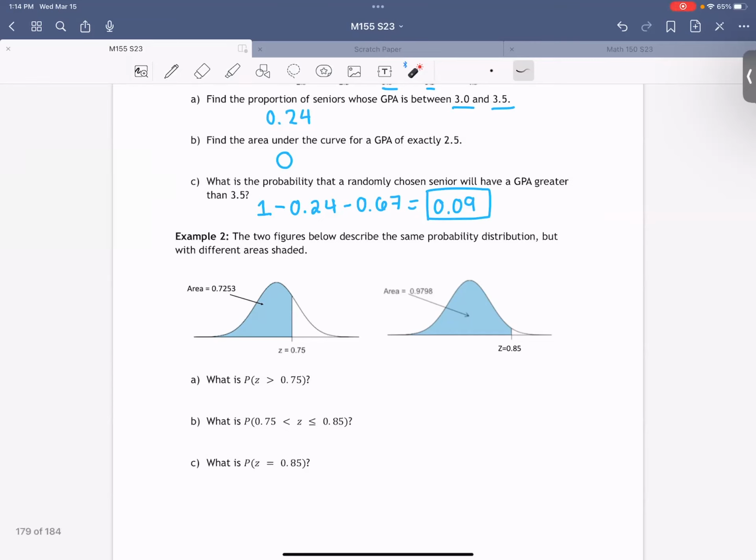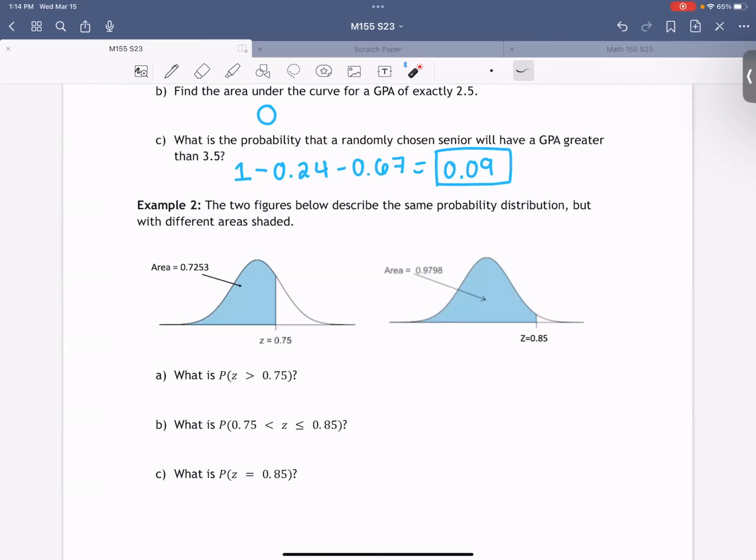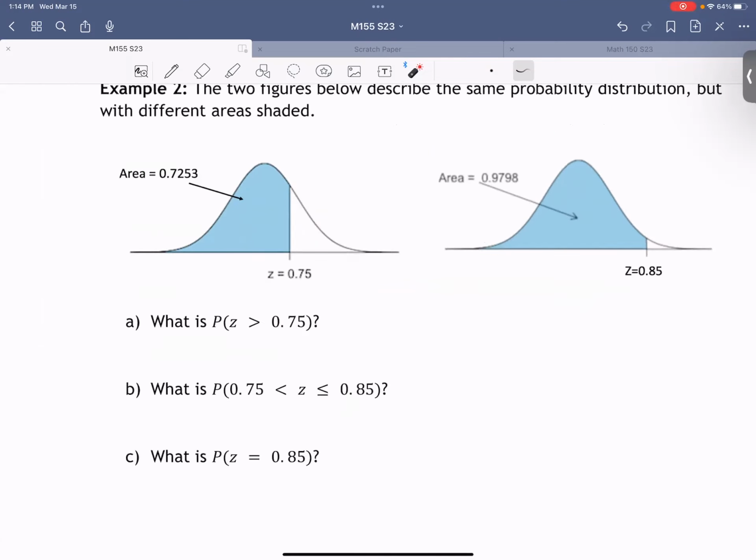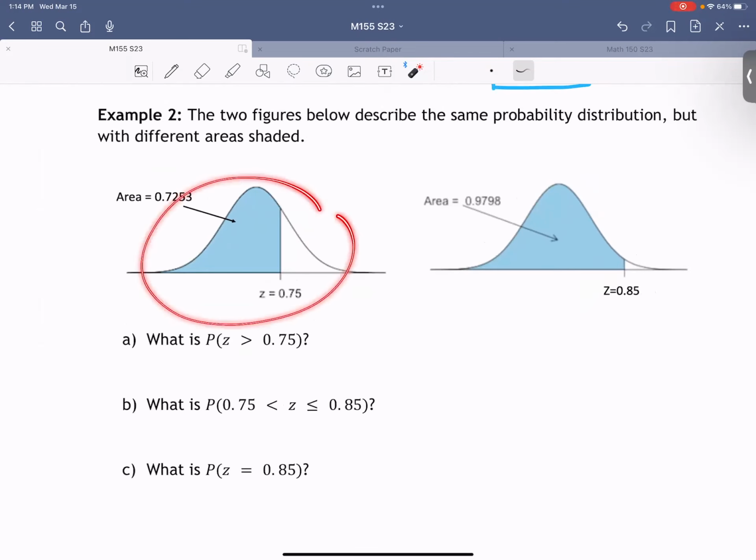Okay, so here we have 2 graphs. They describe the same thing, but we just have different areas shaded. Let's work on part A. I think everyone was on the right track here. Okay. This one asks us the probability that Z is greater than 0.75, which means we're probably looking at the first graph because 0.75 is on there, right? Okay. I know a lot of you recognize that 0.7253 has to do with the answer, but 0.7253 represents the area to the left of 0.75, which is actually a less than area, right? This question is asking for greater than. So how did you get the answer to part A?